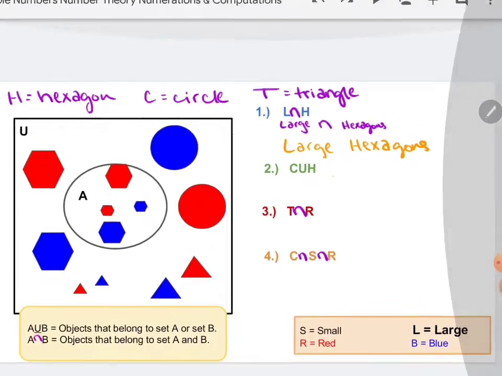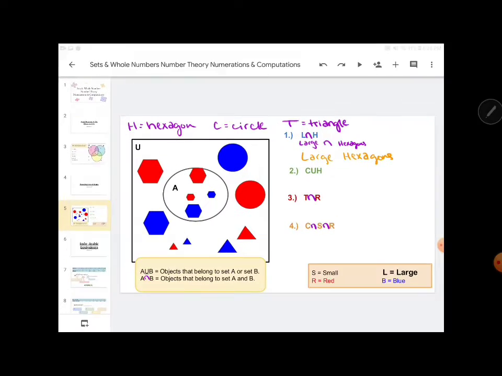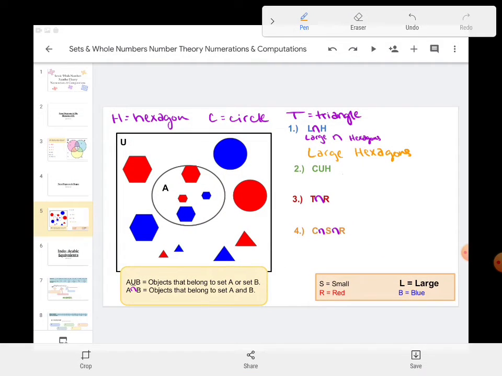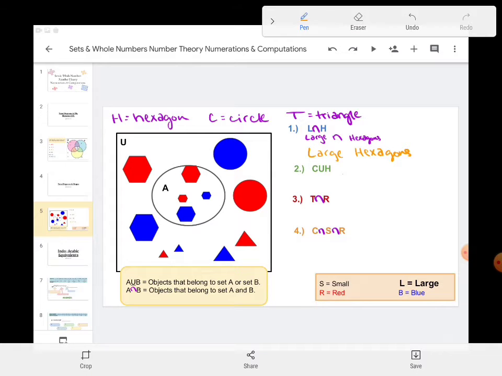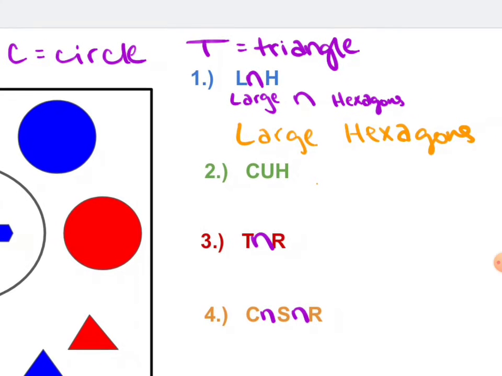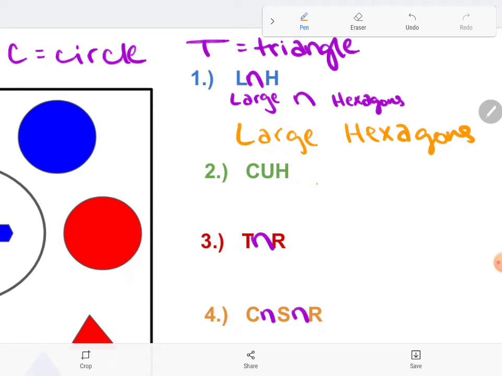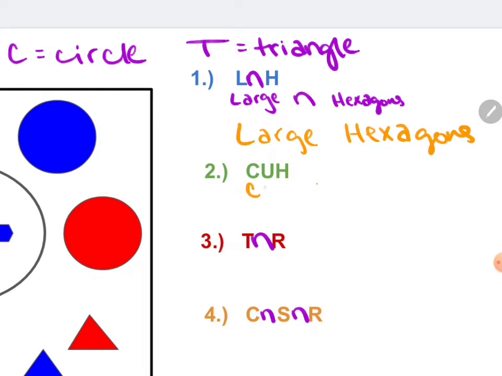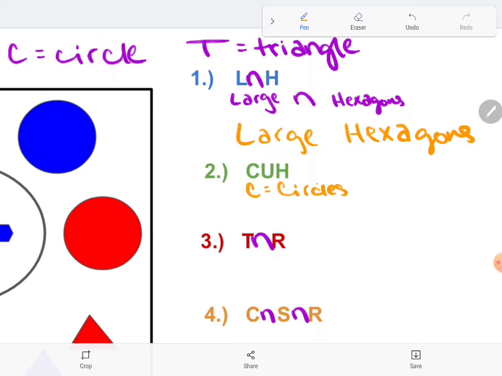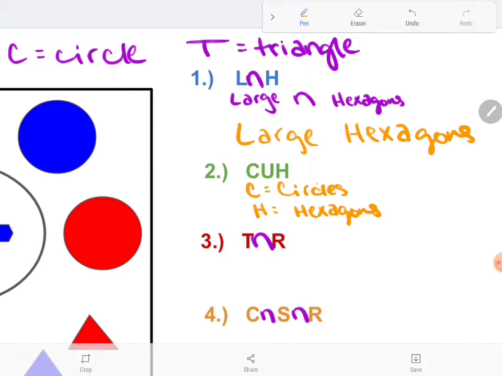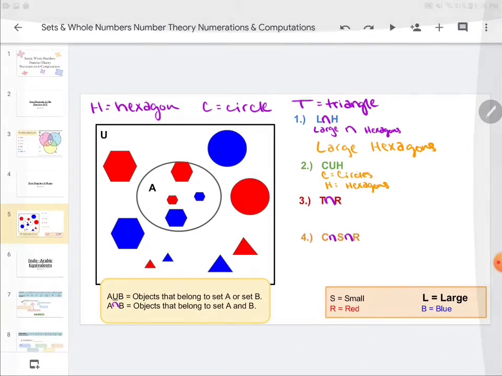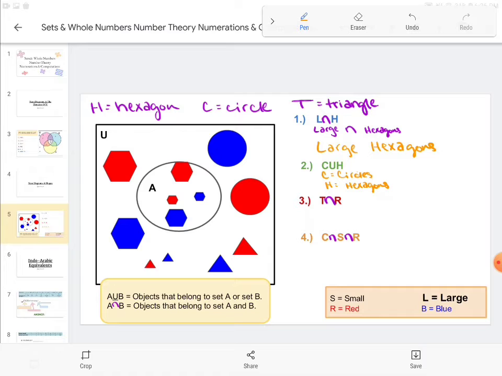Now for problem number 2, we have C union H, which means we need objects that belong to C or H. If we look at our key up here, we know that C is for circles and H is for hexagons. So it's safe to assume that our answer will be circles or hexagons.